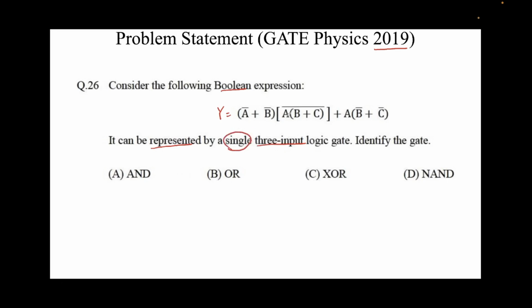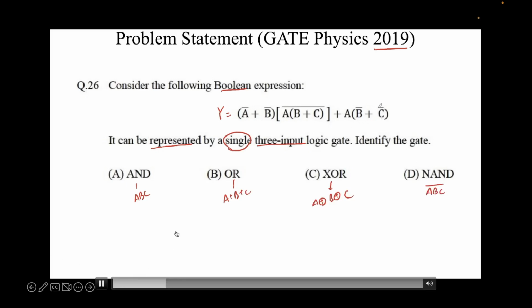This implies that if it's AND, it will come out to be ABC. If it's OR, it comes out to be A plus B plus C. This whole expression will simplify to either of these. If it's XOR, it will come out to be A XOR B XOR C. And if it's NAND, it will come out to be (ABC) whole bar. So we first will simplify this expression and we'll try to find out which one of the following it matches.